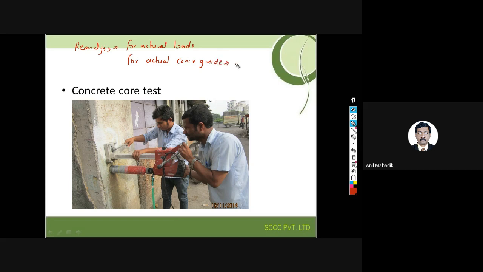Suppose after the structural audit, we got the concrete grade as M15, let's say. Previously, 25 years ago, it was M20, but now it is M15. So do the design for the real concrete grade which is available now. You are doing the analysis of the building for actual loads. There may be overloading also, like a storage room or enclosed balconies. So do the analysis and get the bending moments, shear force and axial force in the members, like columns, beams and slabs.